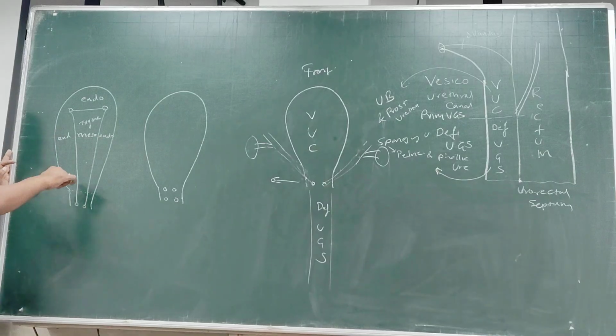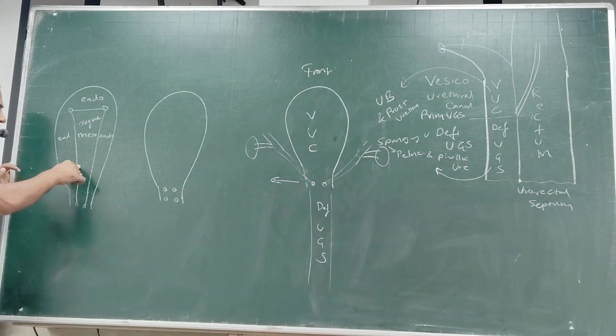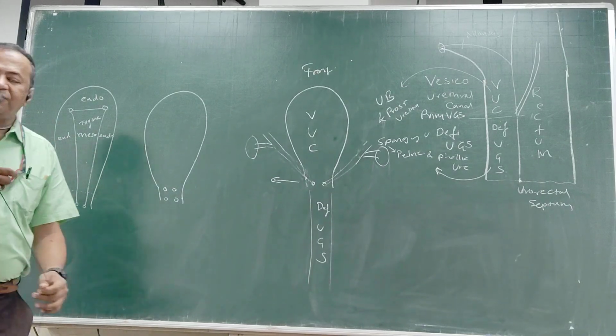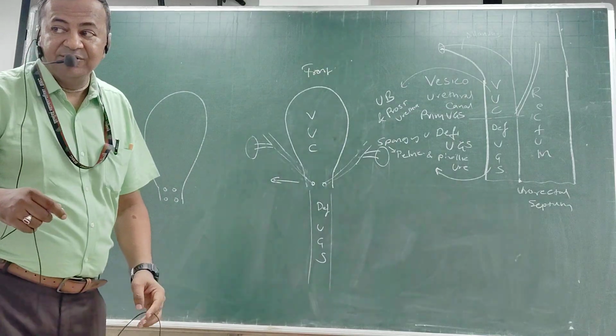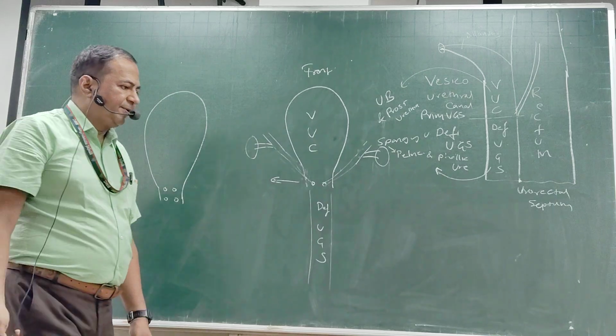So in development of the bladder, the epithelium develops from endoderm of the hindgut, from the vesico-urethral canal. The trigone epithelium develops from mesoderm. The detrusor muscle also develops from which mesoderm? Splanchnopleuric mesoderm. Thank you.